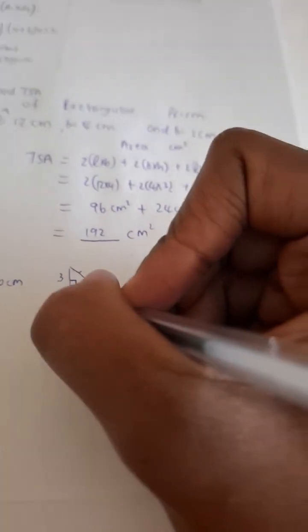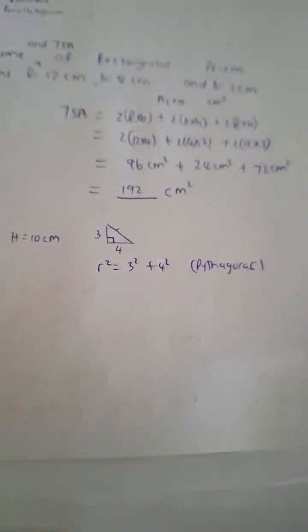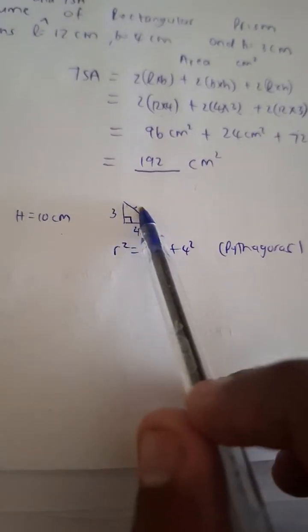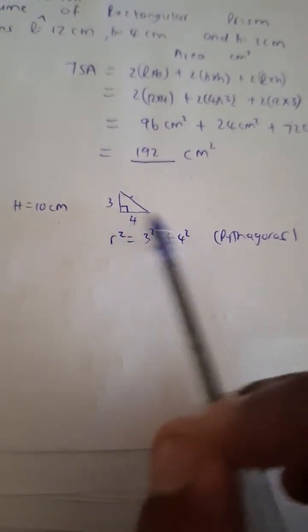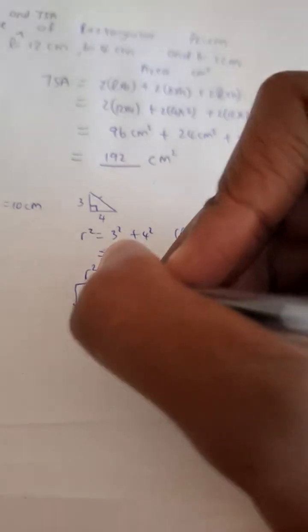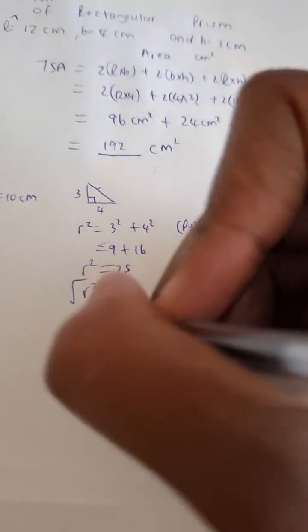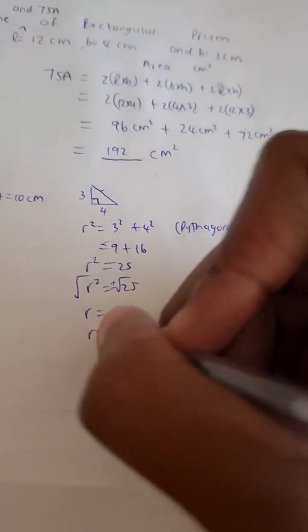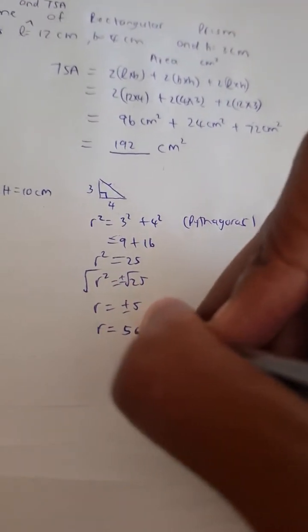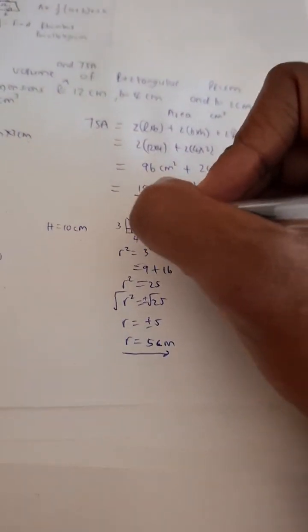We're going to say r squared is equal to 3 squared plus 4 squared, and when we use Pythagoras, we ought to indicate that we are using Pythagoras. The square of the hypotenuse is equal to the sum of the squares of the other 2 sides. So that's 9 plus 16, we get 25, then we take the square root on both sides, plus minus 5, but since it's a length that is positive, we get 5 centimeters.